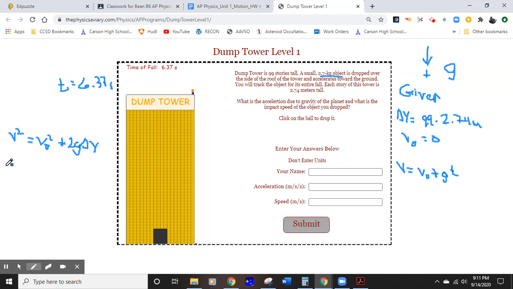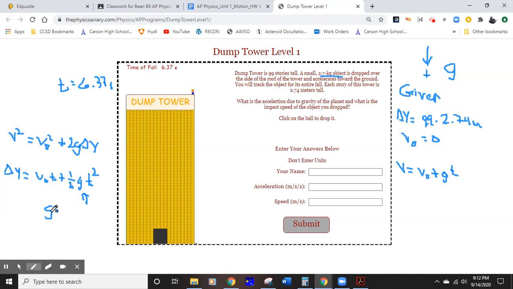However, there is a third equation. It says that delta y equals v naught t plus 1/2 g t squared. I think we can do something here. We have the time, we know the initial velocity is 0, and we have delta y. So from here we can definitely find out what g is.